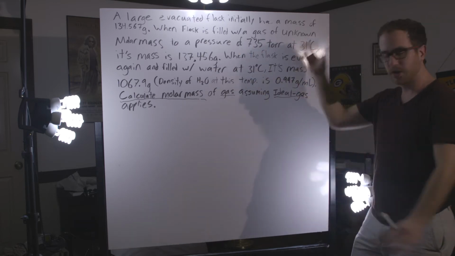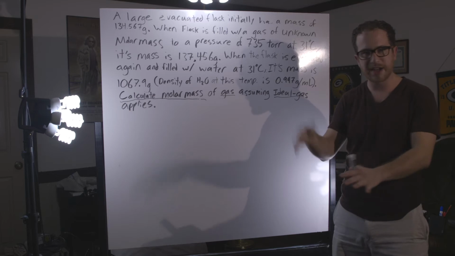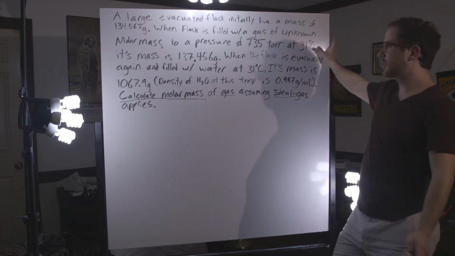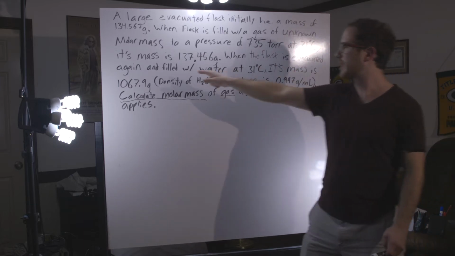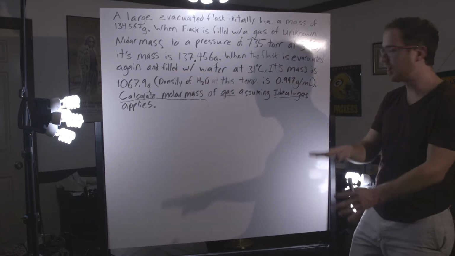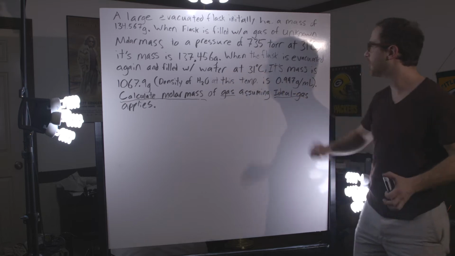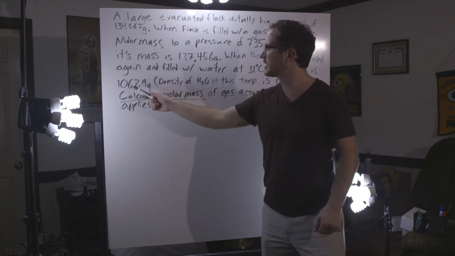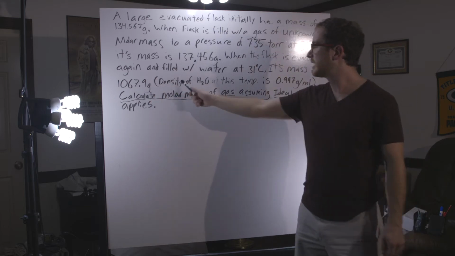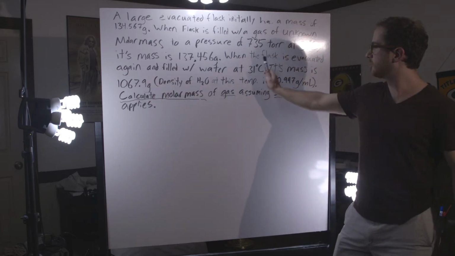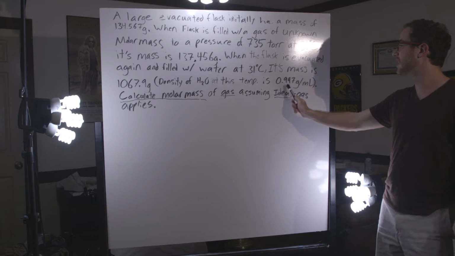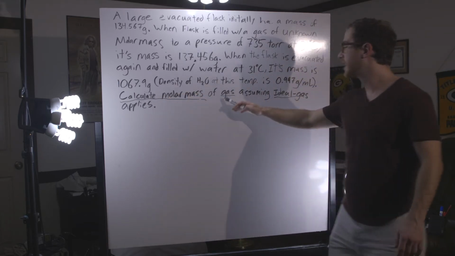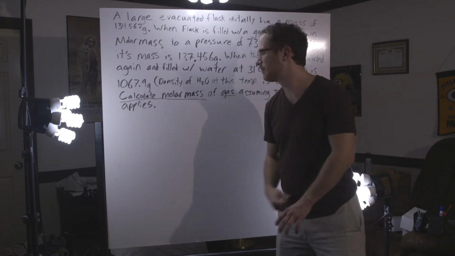When the flask is evacuated again, we took all the gas out, like pulled a vacuum on it, however you want to get the gas out. And we did all this at 31 degrees Celsius. Then this time we filled it all the way up with water, and its mass is 1,067.9 grams. The density of the water at this temperature, 31 degrees Celsius, is 0.997 grams per milliliter. Calculate the molar mass of the gas assuming ideal gas applies.